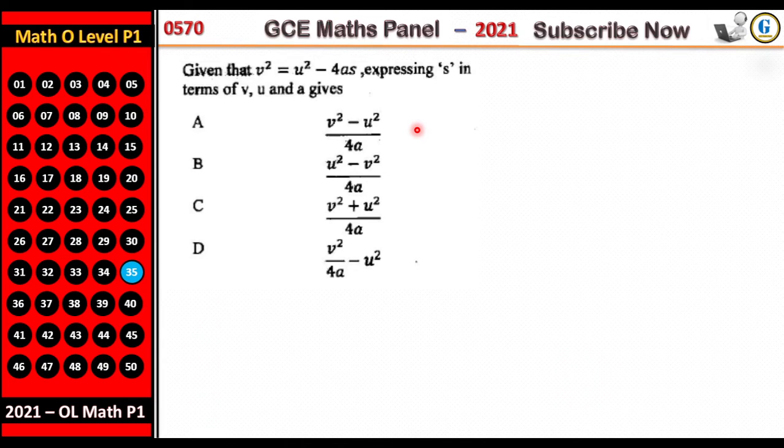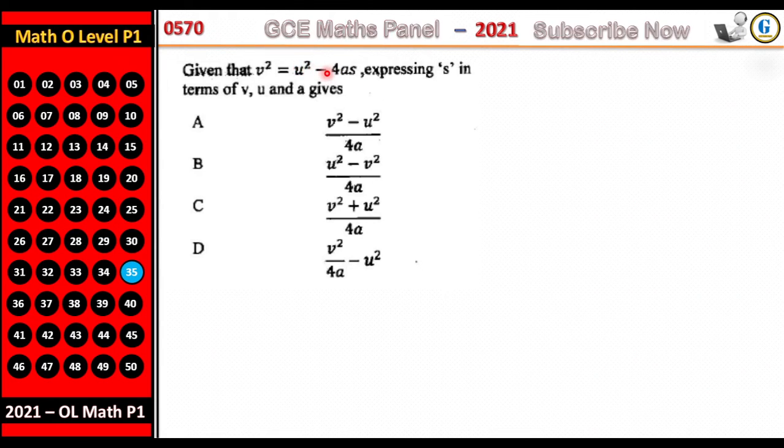Then 35, v squared minus u squared equals, v squared equals u squared minus 4ax. Expressing s in terms of v, u, and a gives... In this question, we are making s the subject of the formula. So the first thing that will disturb us here is this u squared.